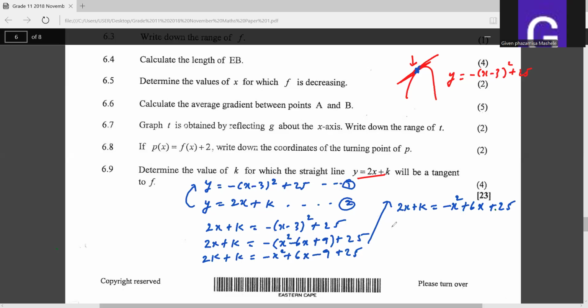Let's group the like terms. So we're going to transpose this one this side. So we'll have x squared plus 2x minus 6x plus, this was 16, sorry.